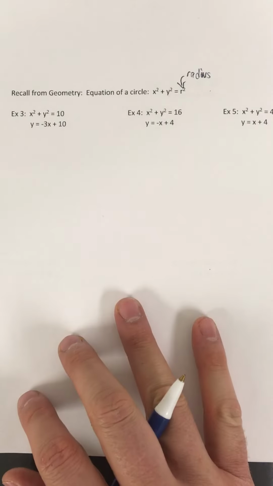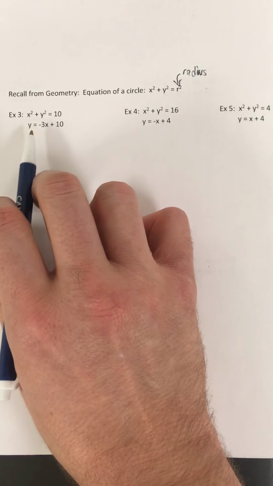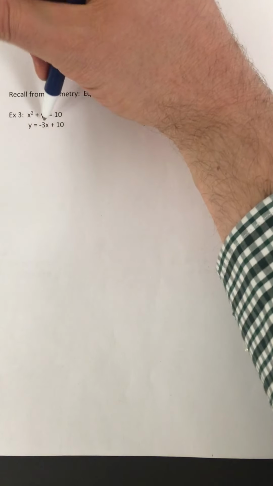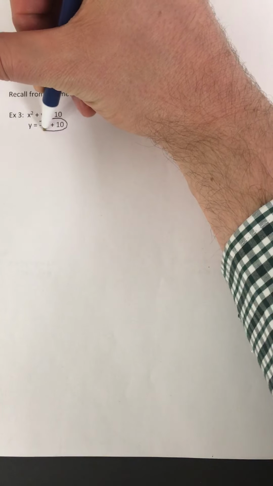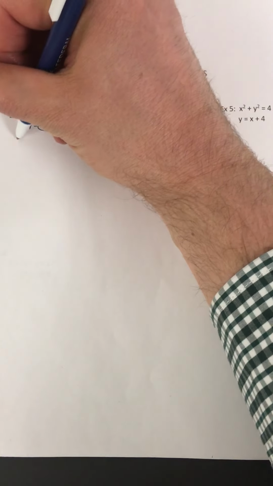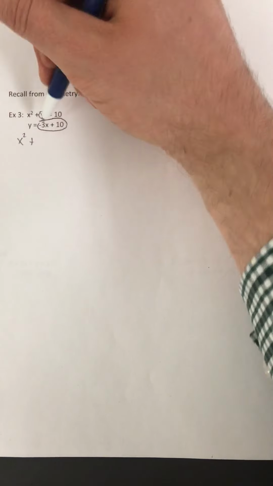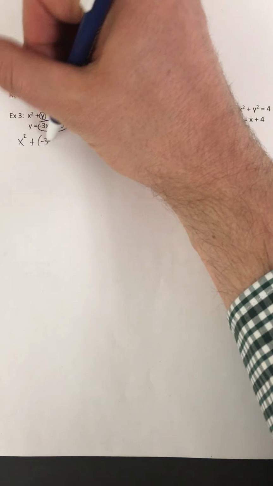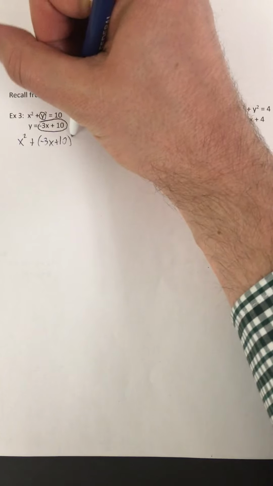So basically we're looking at what happens if you have a line crossing through the circle. Where are those points? The work you're doing for these is going to be very similar, with just one slight difference. If we look at example 3 here, using substitution, I already have y by itself. So I can take this negative 3x plus 10 and substitute it in place of this y. That's now going to say x squared plus (negative 3x plus 10) squared equal to 10.